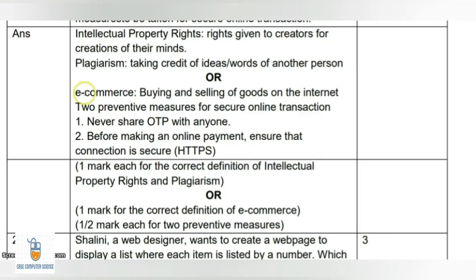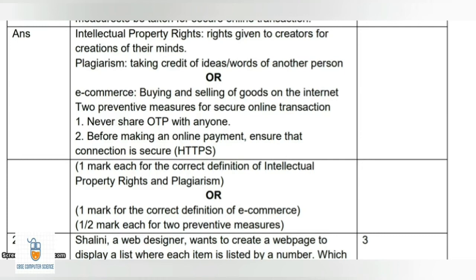In the second choice, they have asked about e-commerce. What is e-commerce? E-commerce means buying and selling of goods on the internet, or conducting business using the internet, is known as e-commerce or electronic commerce. There are two preventive measures for secure online transaction that can be followed. Number 1, never share OTP with anyone. Whenever you get any OTP for your transaction, don't ever share it with anyone.